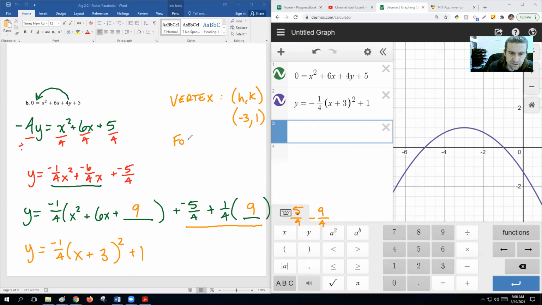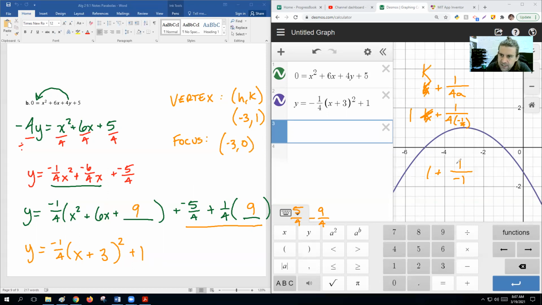All right, the focus here. The focus is at the point (h, k plus 1/4a). So this would be k plus 1/4, and a is -1/4. K is 1. So what's 1? And then over here, 1/4 times -1/4 would be -1. So what's 1 plus 1 divided by 1? Wait, that would be 0. So the focus is at the point -3, 0.